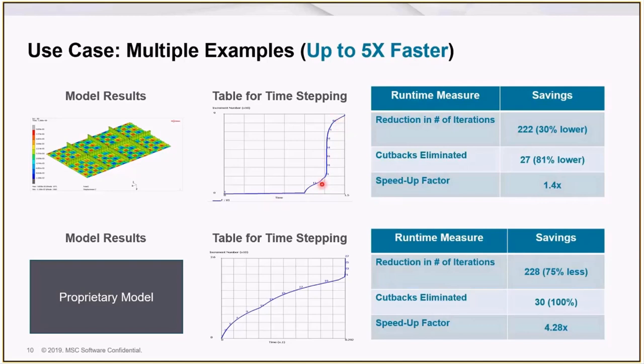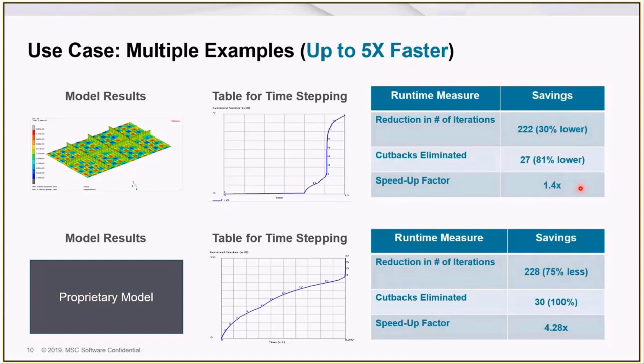So throughout this, we only took the increments that were successful. Any increment that resulted in an unsuccessful attempt, where there was a cutback, was not included in here. So this essentially is a roadmap of how this analysis got to convergence on every single increment. We reduced the number of iterations when we drove the analysis with this time stepping to 30% lower. We reduced the number of cutbacks by 80%, and we got a speed up factor of 1.4.